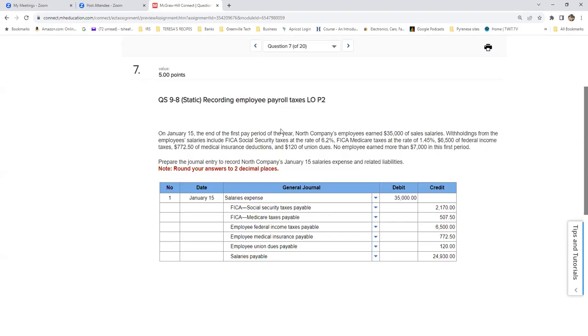So you're going to start off with a debit to salary expense of $35,000. That's what the actual expense is here with your employees. Then you're going to do all the payables down to union dues. And what I like to do, the reason why you do salaries payable last, is you add up all those payables from Social Security down to union dues, come up with a total and subtract it from the salary expense. That's going to be what's left over that you're going to write the check for to the employee, which in this case is $24,930.